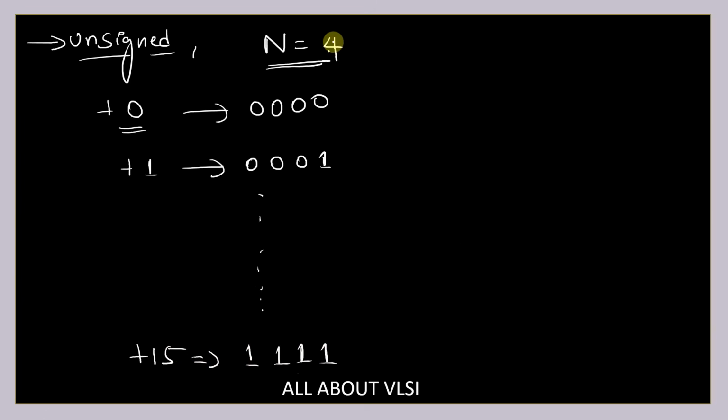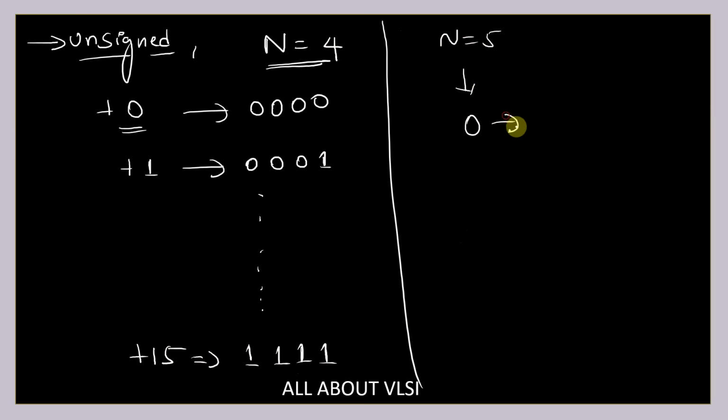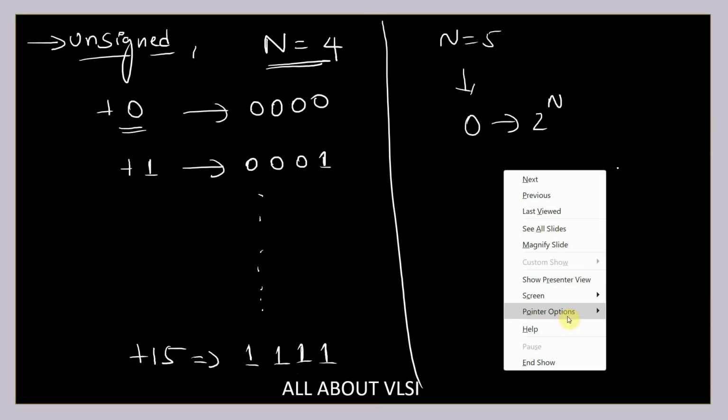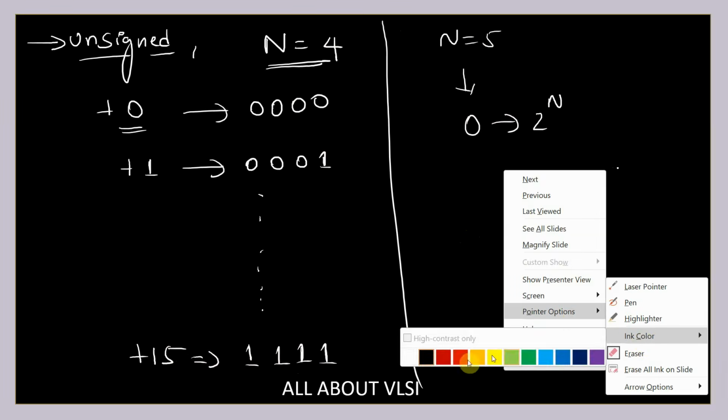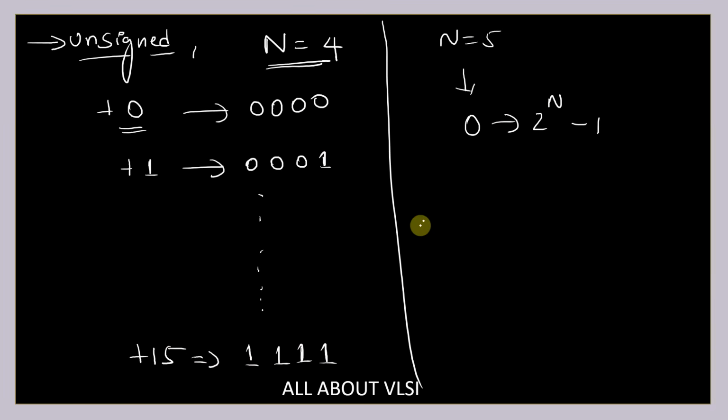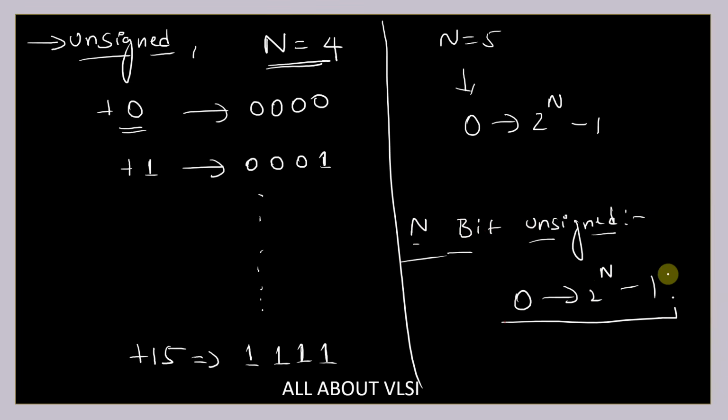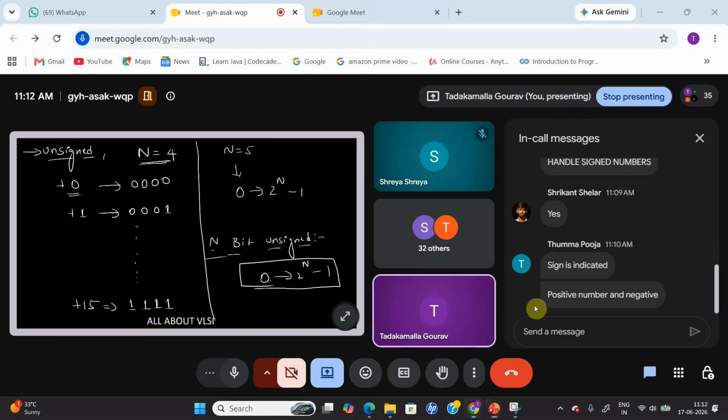Is it clear, guys? And if n is equal to 5, we can represent from 0 to 2 power n minus 1. Okay. So for an n bit unsigned representation, we can represent the values from 0 to 2 power n minus 1. This is the range of numbers which we can represent.